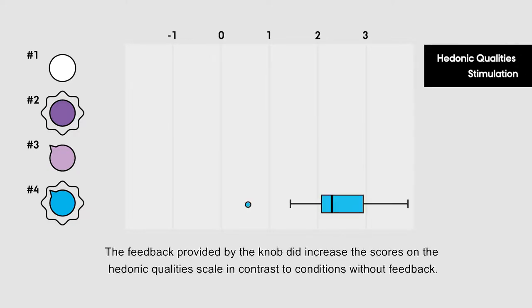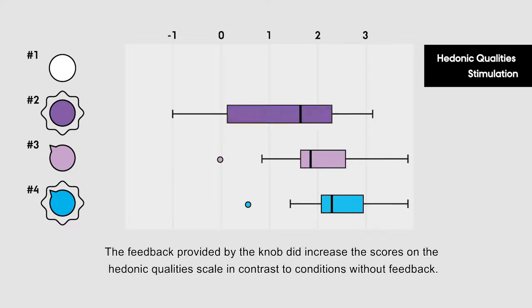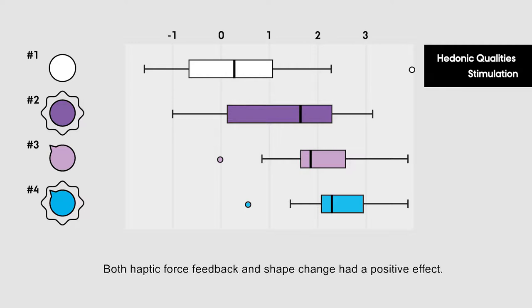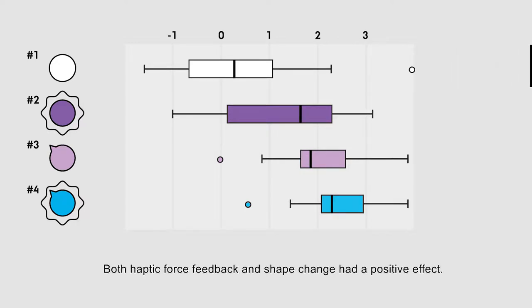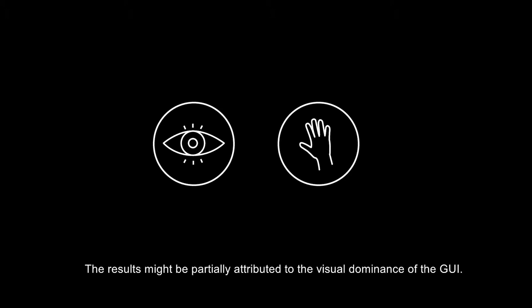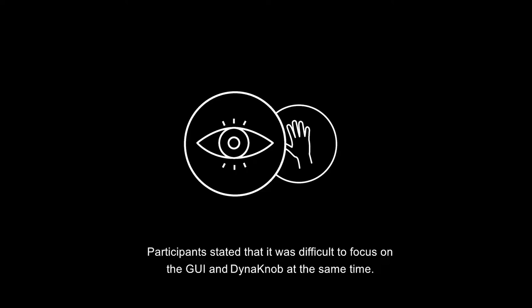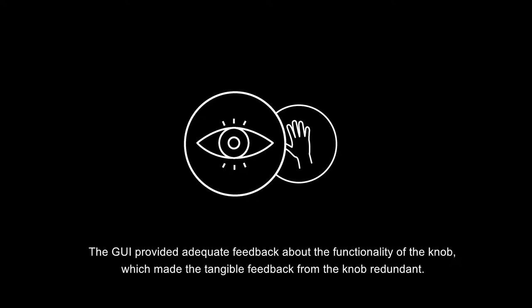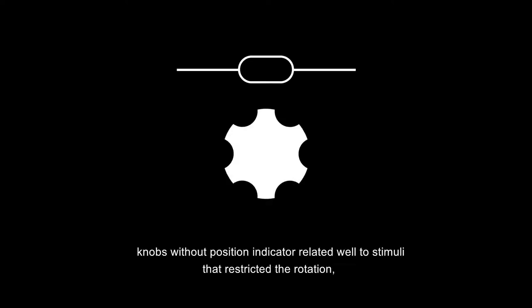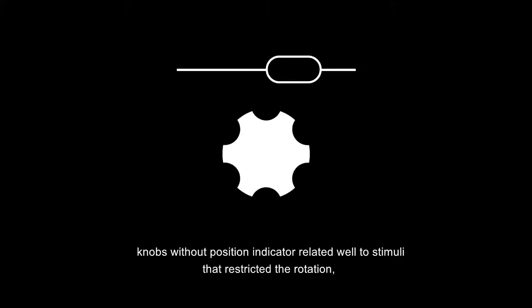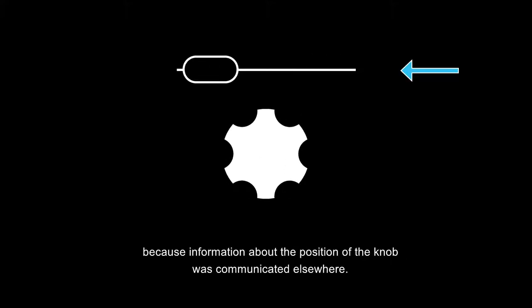Feedback provided by the knob did increase the scores on the hedonic quality scale in contrast to conditions without feedback. Both haptic force feedback and shape change had a positive effect. The results might be partially attributed to the visual dominance of the graphical user interface. Participants stated it was difficult to focus on the graphical user interface and DynaKnob at the same time. The graphical user interface provided adequate feedback about functionality of the knob, which made the tangible feedback from the knob redundant. In contrast to prior evaluations without context, knobs without position indicator relate well to stimuli that restricted the rotation, because information about the position of the knob was communicated elsewhere.